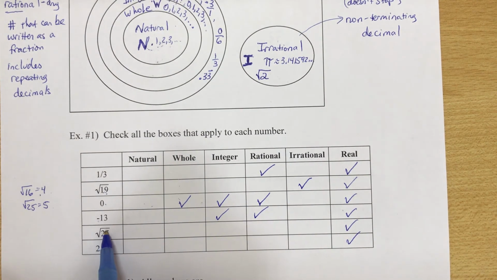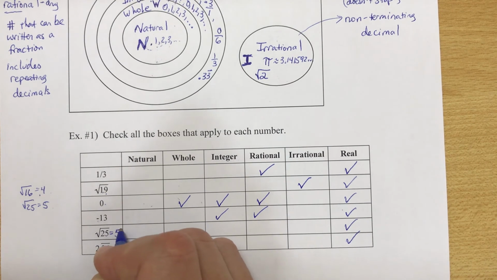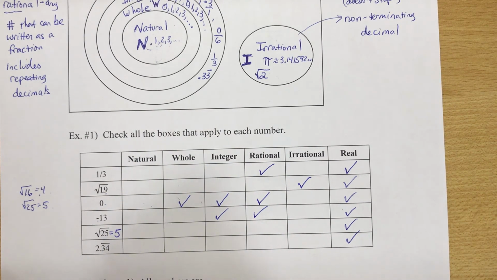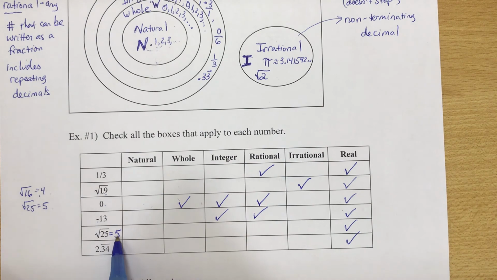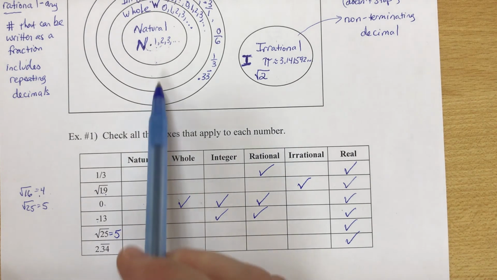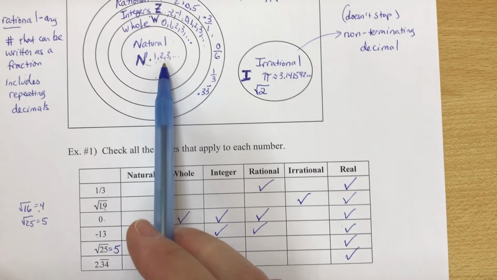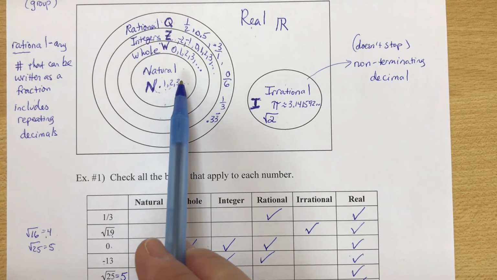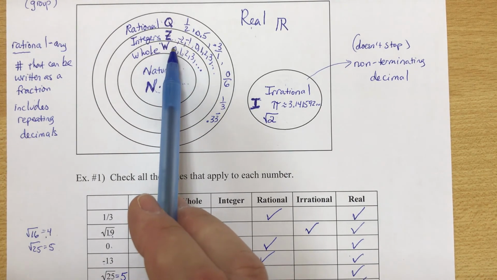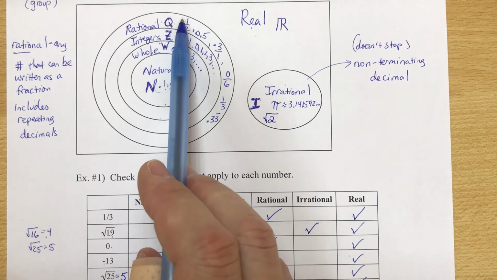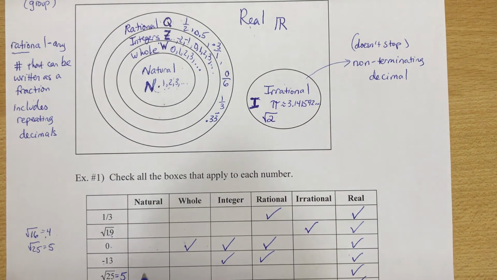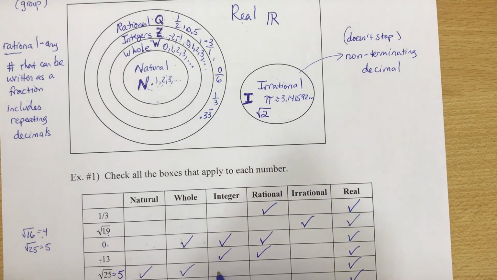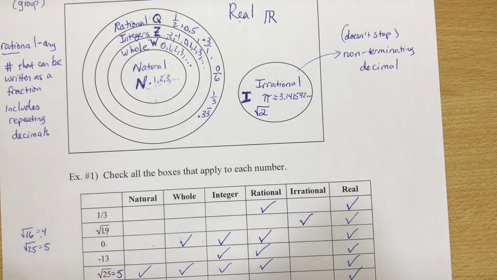Now the square root of 25, you need to be careful because that's a perfect square. That's equal to 5. So I really want to ask myself, where does 5 fall? And 5 is a natural number. So that means it's going to ripple out: natural, whole, integer, rational, real. So this is a lot. Natural, whole, integer, rational, real.